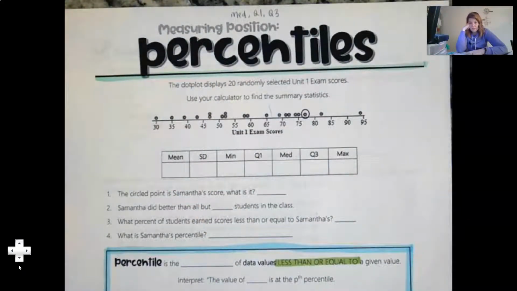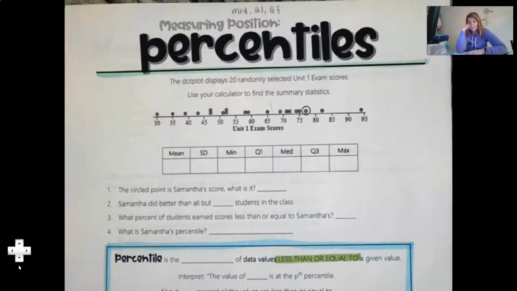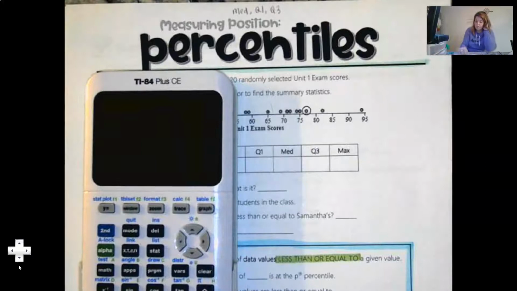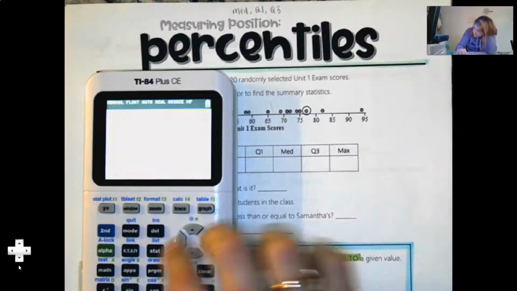The dot plot displays 20 randomly selected Unit 1 exam scores, and these are your real exam scores. I randomly selected 20 of our scores from exam 1. Use your calculator to find the summary statistics. So we're going to go into Stat.